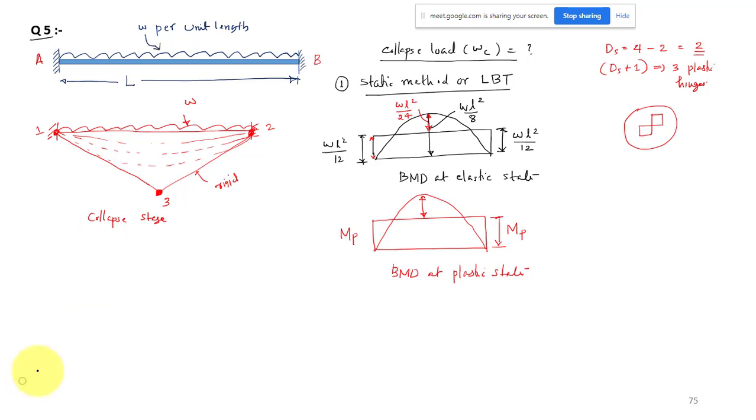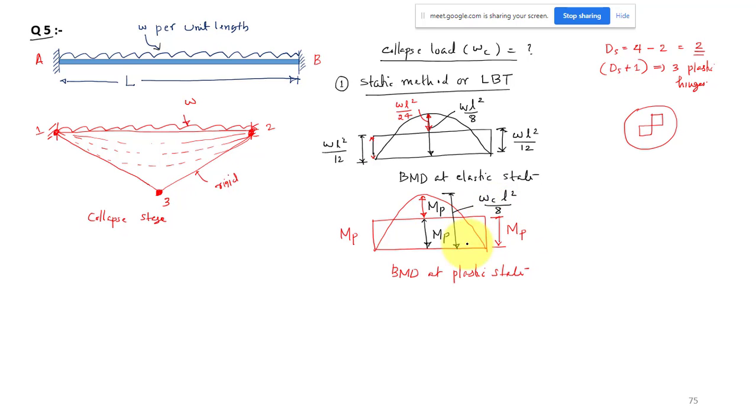This one also will be MB, because at all the three locations we have the plastic hinge. This one also MB. So now we know that it is MB anyway. And what is this total height? That is WL square by 8.